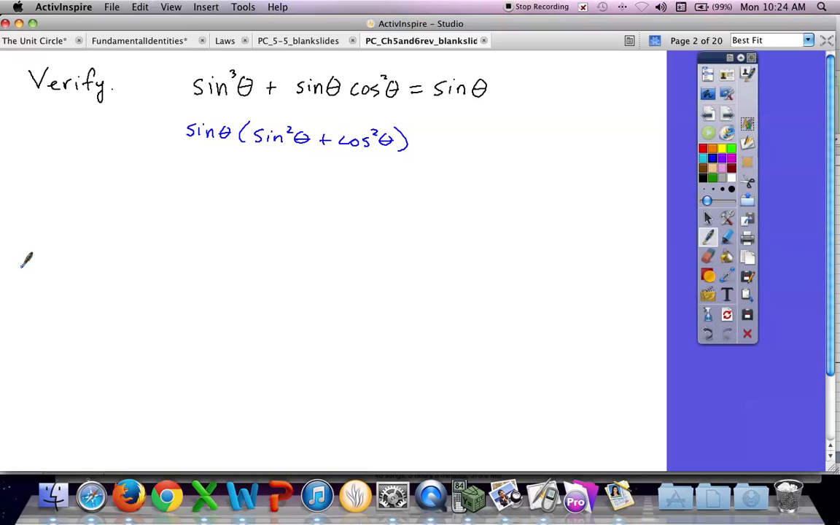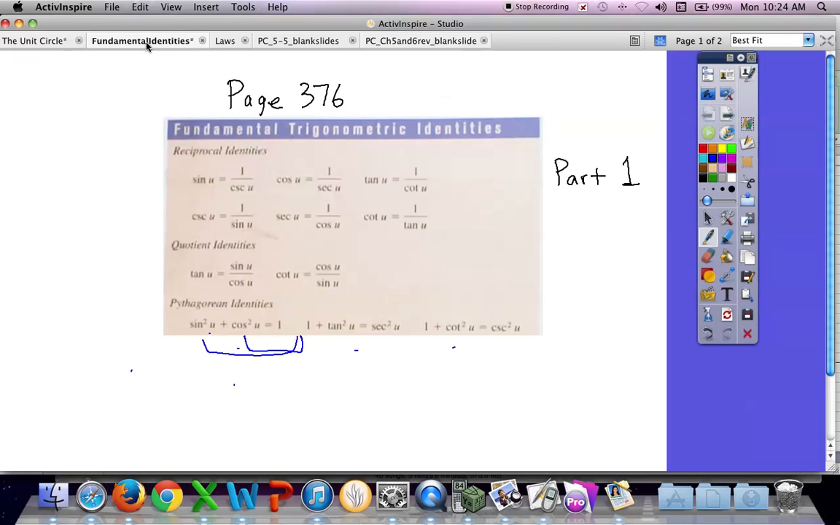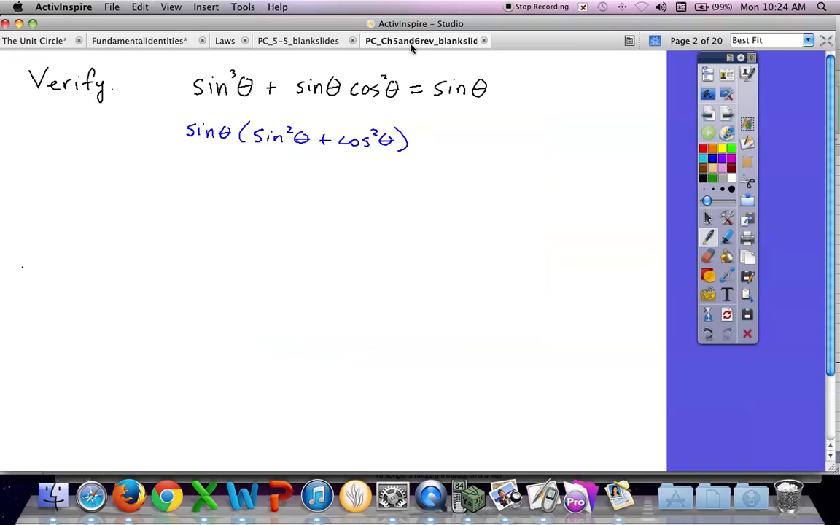Right. Remember that we've got these fundamental identities, which you'll be given on the test. And the one we probably use more than any other is right there. Sine squared plus cosine squared equals 1. Right? So you need to know where it is and go to it. So we can replace all this with a 1. That's sine theta times a 1, which is sine theta. And now it's the same on the left as it is on the right, so that's done.